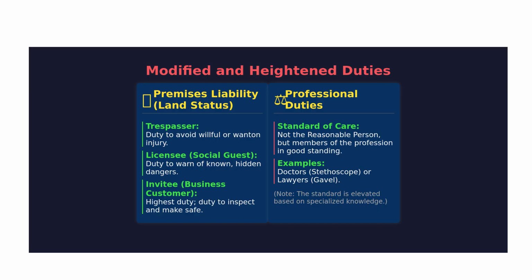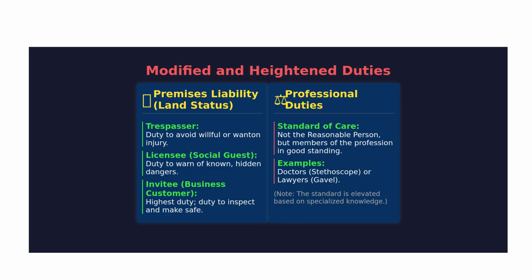While the general rule focuses on foreseeability, the law imposes specific, often heightened, duties in certain contexts. The first major area is premises liability, which dictates the duty owed by landowners or occupiers to people entering their property. This duty depends entirely on the visitor's status. First, to a known or anticipated trespasser, the duty is minimal. Avoid willful or wanton injury.